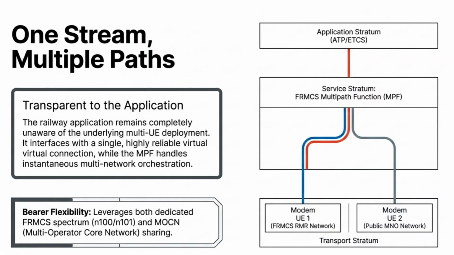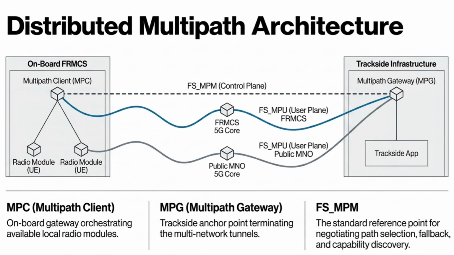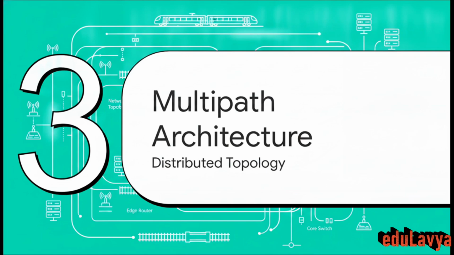On the train, the FRMCS multipath function sits within the onboard system and branches out to multiple UEs. Those are your physical radio modules. Each of these UEs establishes its own completely separate transport path through the access and core networks. And then, those independent paths converge back together at the multipath function located over in the fixed infrastructure. This core principle means that even if one individual transport path completely drops out, the single data stream survives without a hitch. Now, let's shift our focus to the actual network topology in Section 3, the multipath architecture.